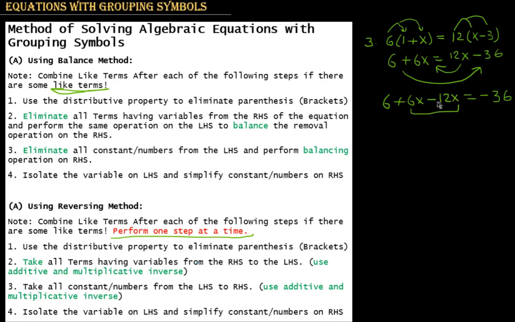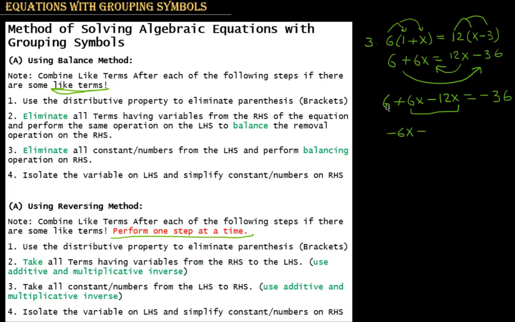So it means we can add their coefficients and put the base beside. So minus 12 and 6 when added will be minus 6. And we just put the base because the base is the same in both terms. That's why they are like terms. So minus 6x.